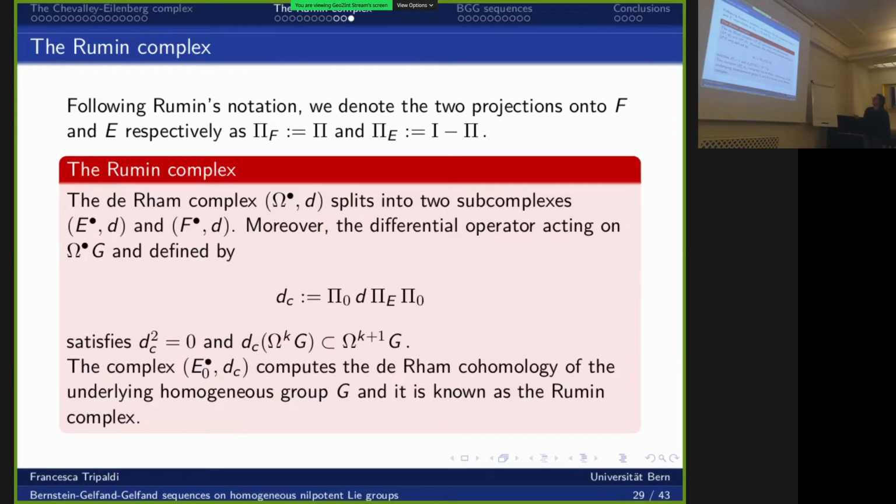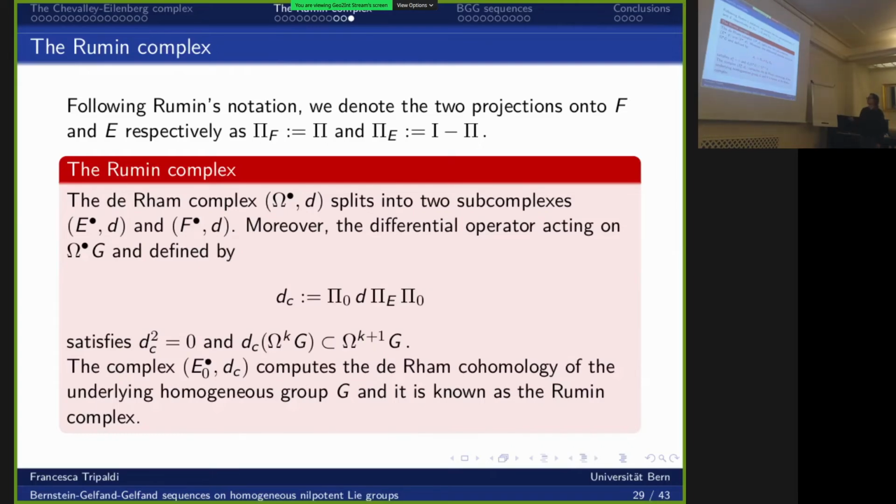Now, what Rumin found out is that the de Rham complex splits into E and F. So E is the image of the projection pi E, and F is the image of the projection pi F. And if you define this operator like this, so pi 0 was the projection onto E0, pi E is this pi, then you have the D, a very complicated thing. Then actually dc squared is equal to 0.